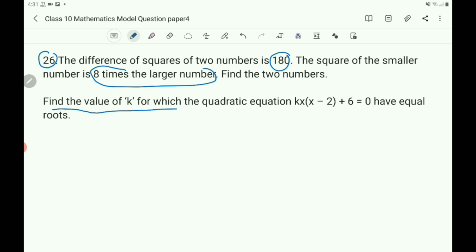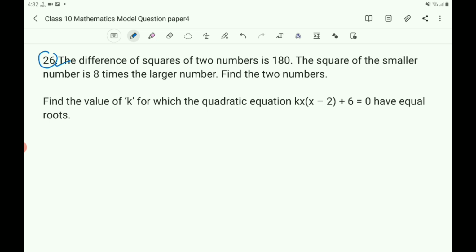Find the value of k for which the quadratic equation k x into x minus 2 plus 6 equals 0 has equal roots. No necessity of solving both the questions. Solve any one of the questions which is easy for you. Now let us solve both the questions. First question you take: the difference of squares of two numbers is 180. The square of the smaller number is 8 times the larger number. Find the two numbers.